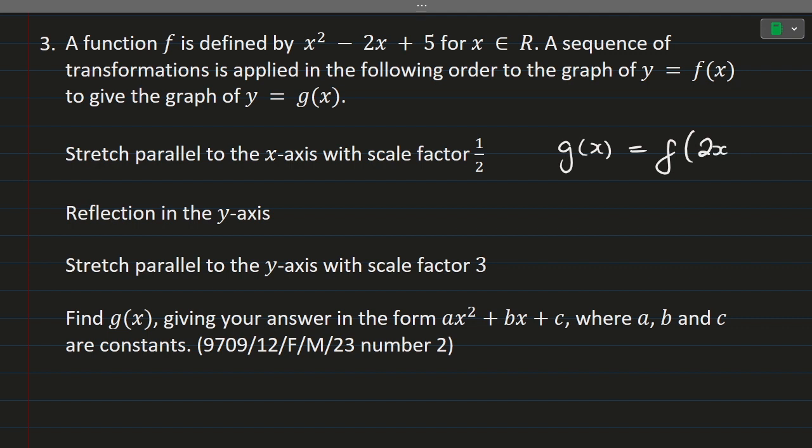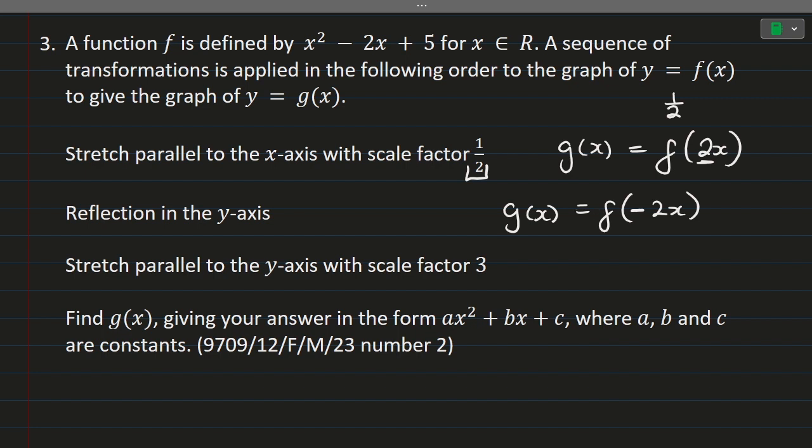Remember what we said earlier? We said if this number here is 2, it means our scale factor will be 1 over 2. So now we're working in reverse. We've been given that our scale factor is 1 over 2, so it means the number in the bracket should be 2. Then we have a reflection in the y-axis. So our reflection in the y-axis would be f of minus 2x. That minus sign represents a reflection in the y-axis. If it's a reflection in the x-axis, that minus sign would have been here.